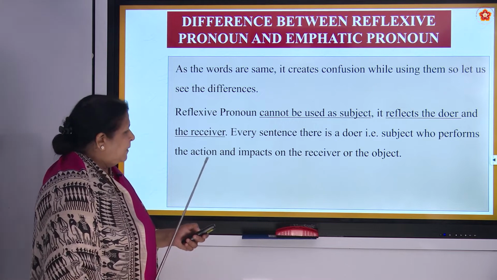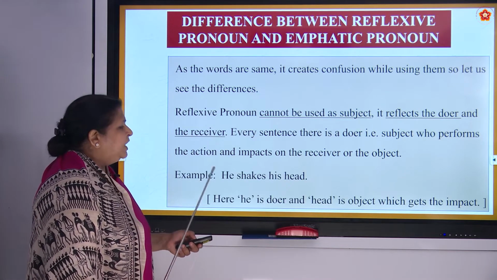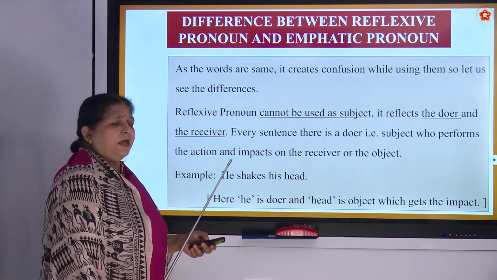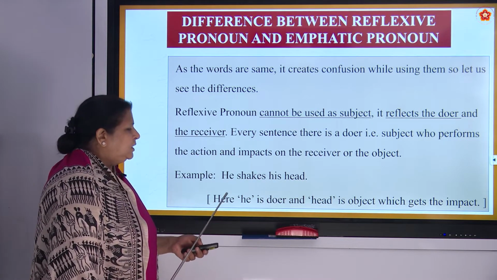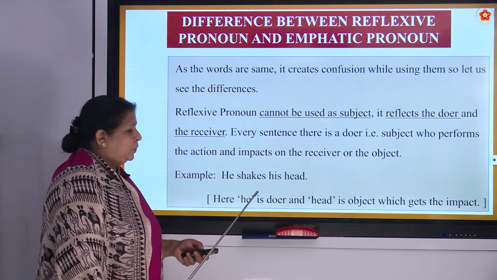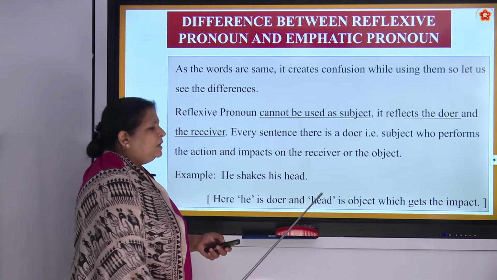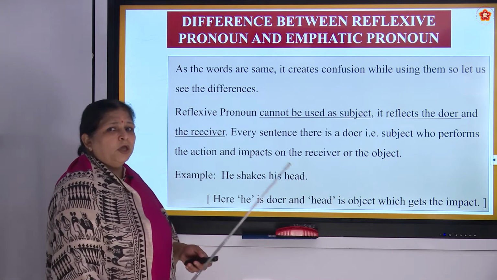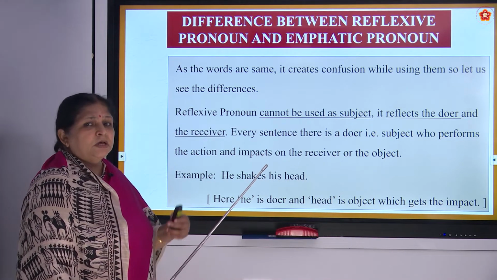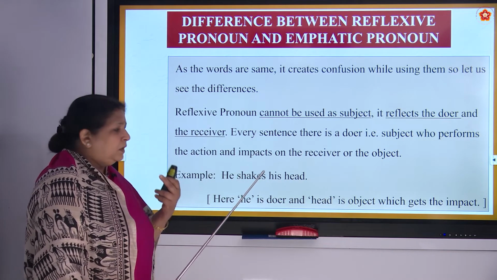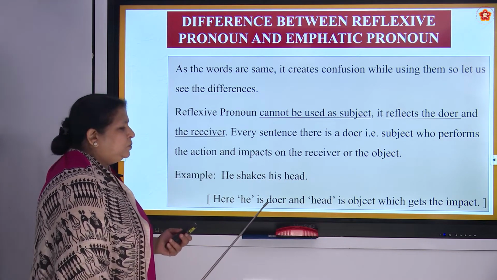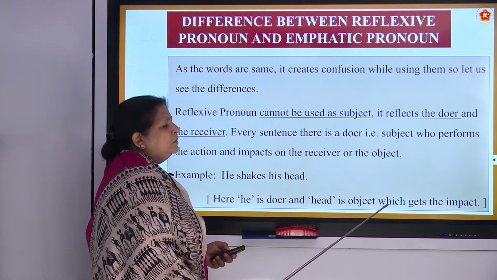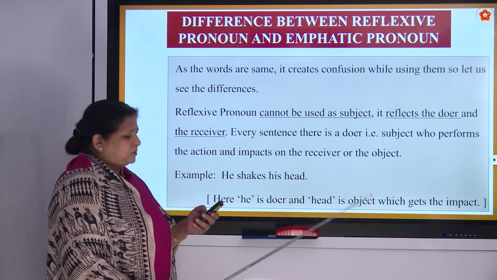Example: he shakes his head. Now here, he is the doer, and head is the object which gets the impact. So, when he shakes, his head will get the impact.